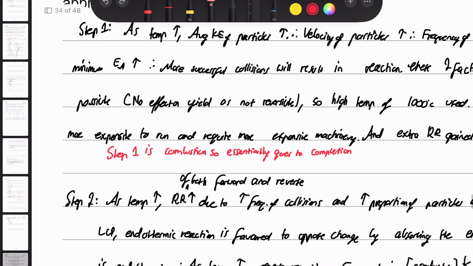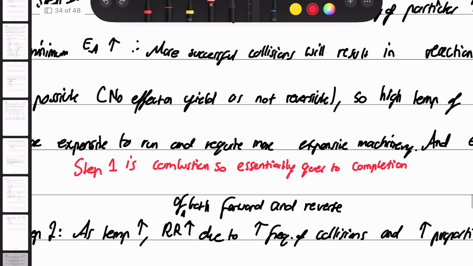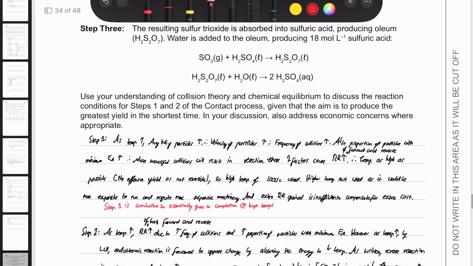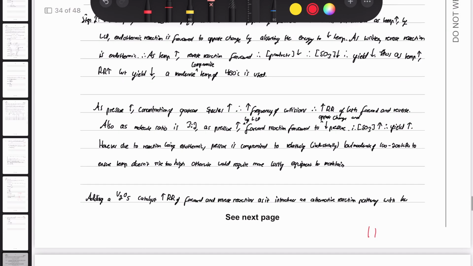Here there was a mark, okay, this was weird because there were 7 dot points but only 6 marks allocated. It was split up into rates, equilibrium, economics, and then compromises. And in the rate section, there were 7 dot points, but 6 marks. And one of the dot points was that it's a combustion reaction, so it essentially goes to completion at high temps. I didn't talk about it, so I'll knock a mark off. But everything else was perfectly fine.